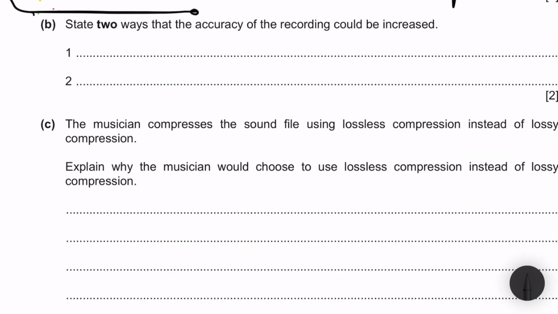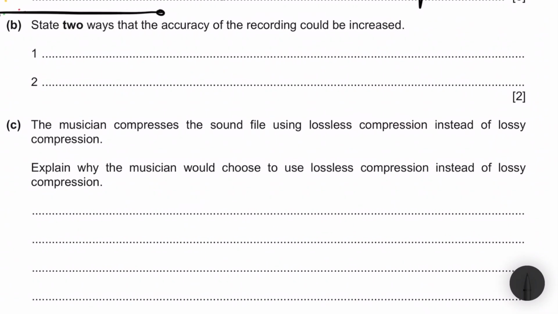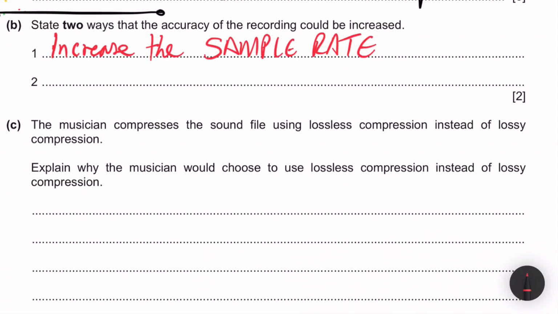Okay. State 2 ways that the accuracy of the recording could be increased. Well, this is easy. I'm just going to go back to a normal color. And we've mentioned it there. Increase the sample rate, increase the sample. And then the final part for 3 marks.